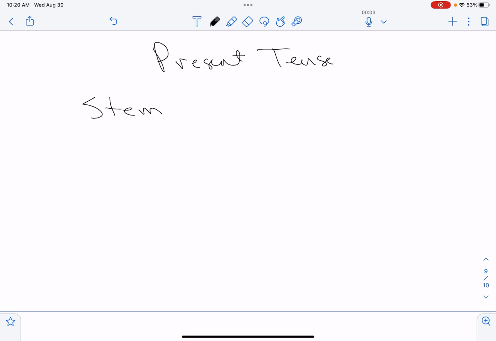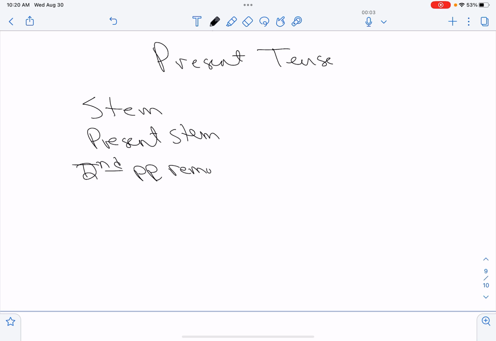you're going to use the present stem. And as you learned in the video up above, it is the infinitive, the second principal part, and you remove the RE.